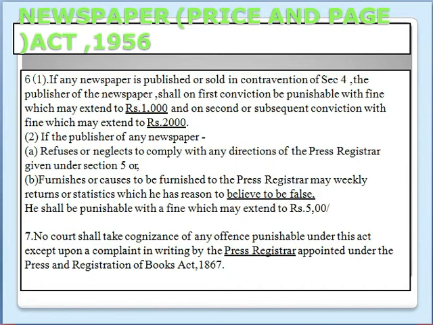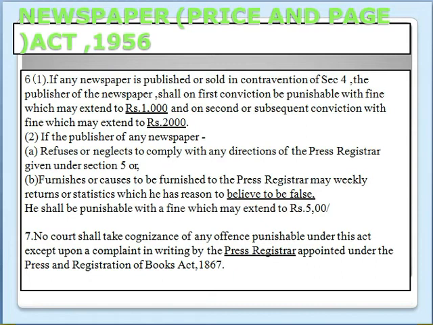Now, Section 6, subsection 1 says, if any newspaper is published or sold in contravention of Section 4, that means Section 4 spoke about the territorial guidelines. So Section 6.1 says that if anybody circulates a newspaper not abiding by the territorial guidelines in Section 4, the publisher of the newspaper shall on the first conviction be punished with a fine which may extend up to 1,000 rupees, and on second or subsequent conviction with a fine which may extend to 2,000.